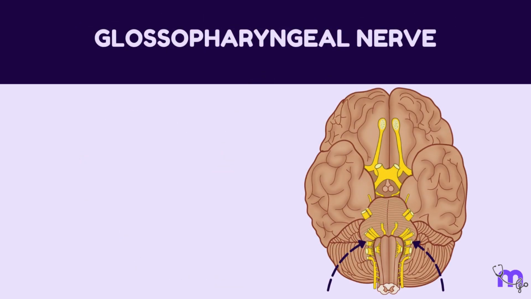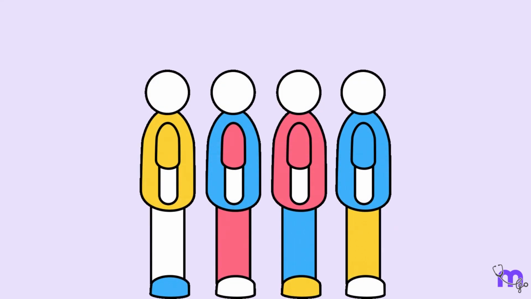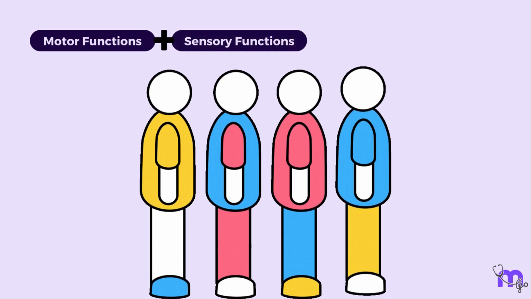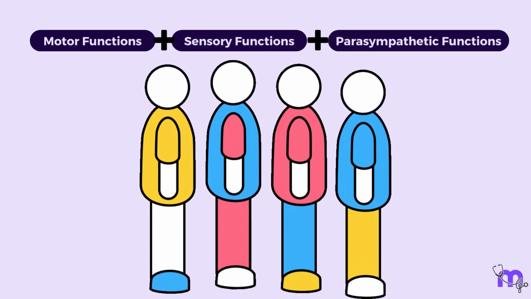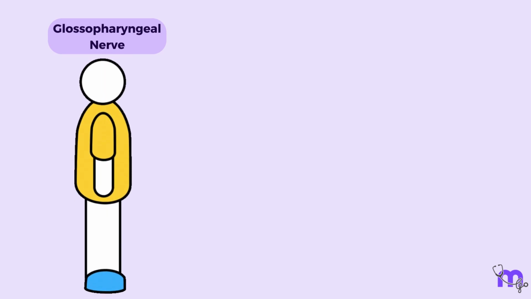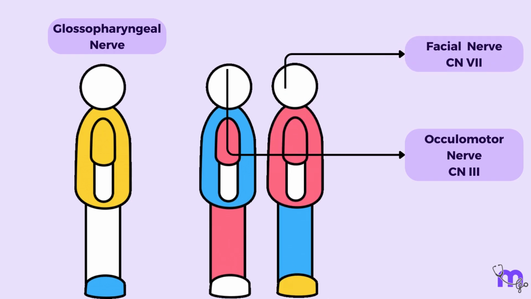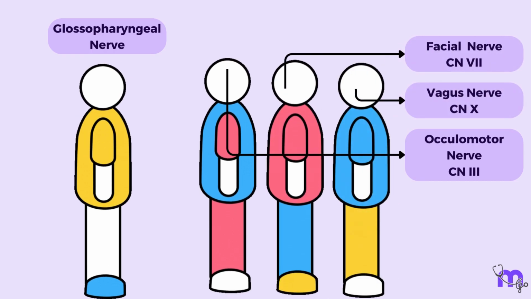The glossopharyngeal nerve, or the ninth cranial nerve, is one among the top 4 nerves of the 12 cranial nerves. This is because there are only 4 nerves that have motor functions, sensory functions, as well as parasympathetic functions. The other 3 members of the fantastic 4 are the oculomotor nerve, the facial nerve, and the vagus nerve.